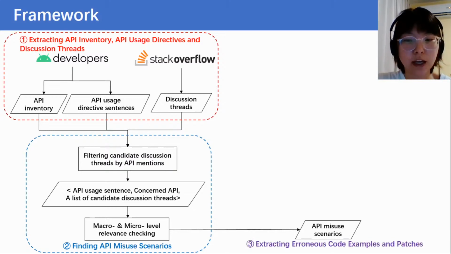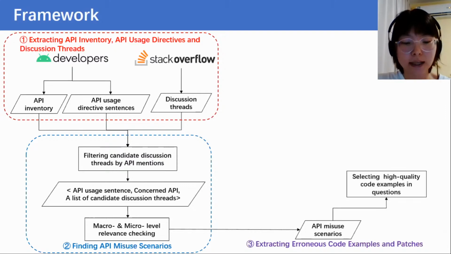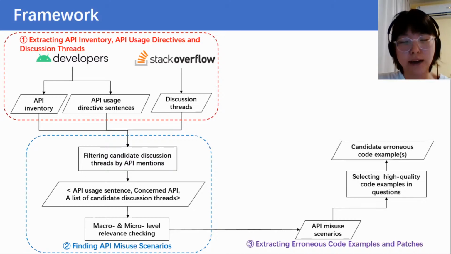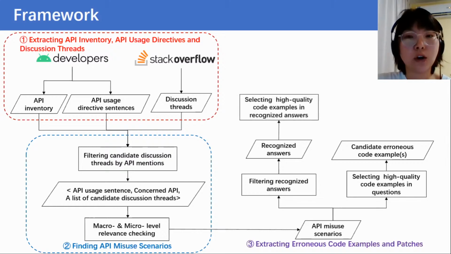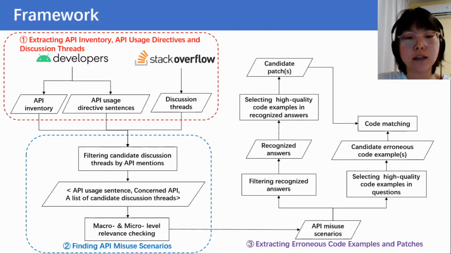After that, we can make further analysis. On one hand, we can select high quality code examples in questions with regard to the code, the length of code, code relevance and so on. On the other hand, we can use some heuristics to filter out recognized answers, and also select high quality code examples in the recognized answers. After that, we match code from questions and code from answers using the method of backup tokens, so that we can get the pairs of erroneous code examples and patches.